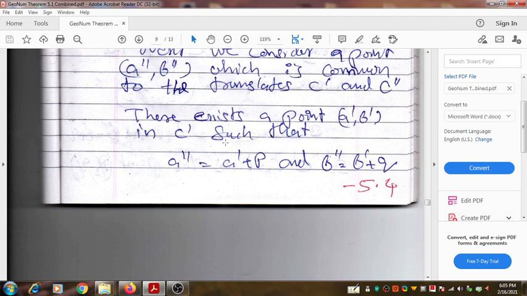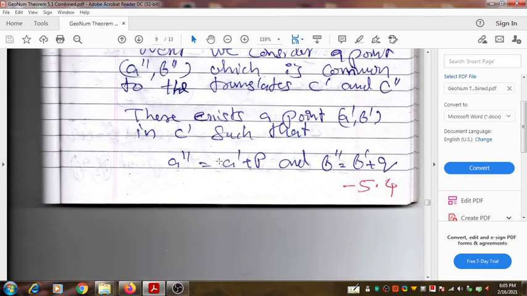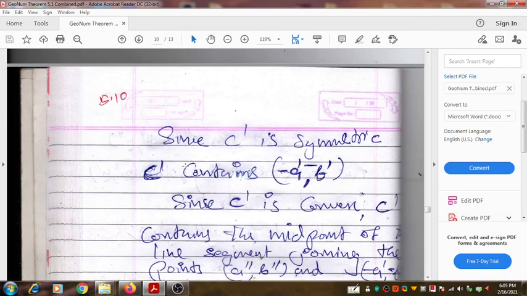There also exists a point a prime, b prime in C prime, and due to the relationship we have here, we can say that a double prime equals a prime plus p, and b double prime equals b prime plus q, and that's the relation 5.4.